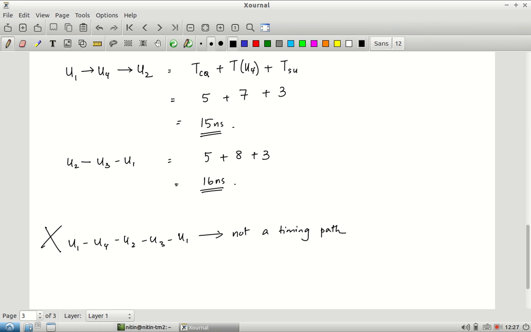So, as far as we can see now, there are only these two paths that we need to be concerned about. And if I try to write down the clock period, what is the minimum clock period that I can use on this system? 16 nanoseconds, right? But there is one additional problem.